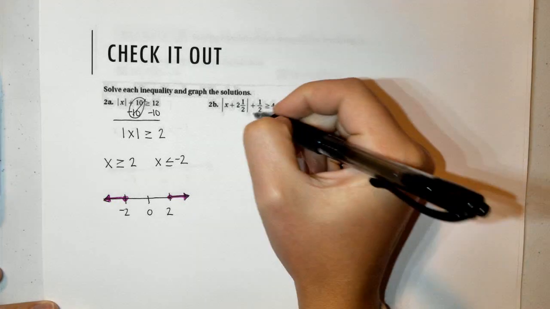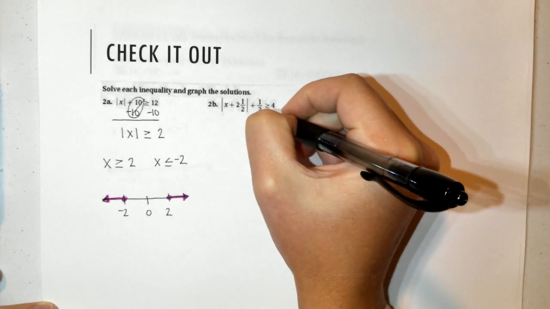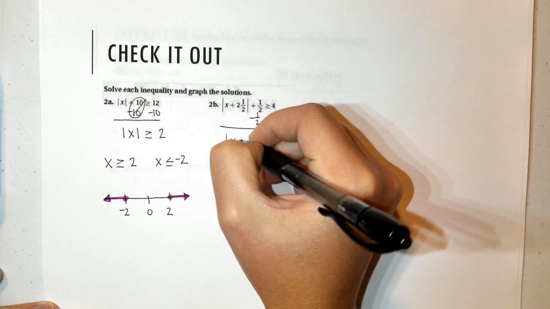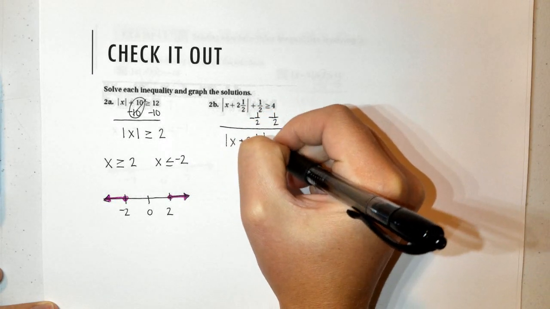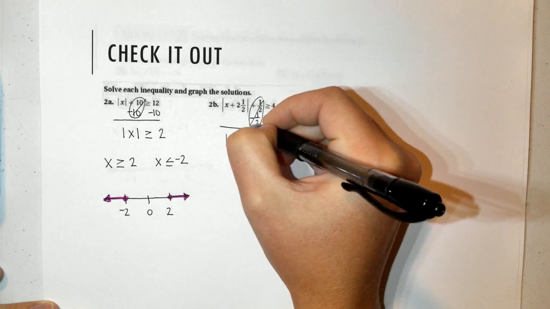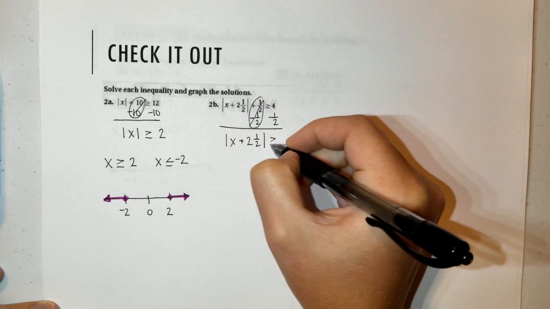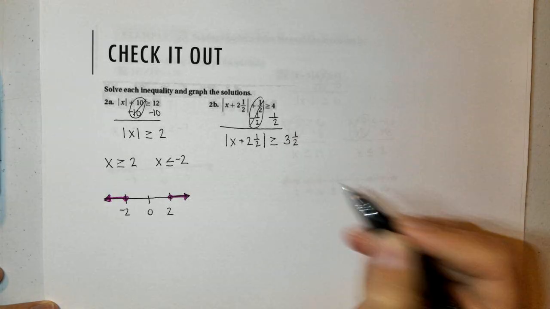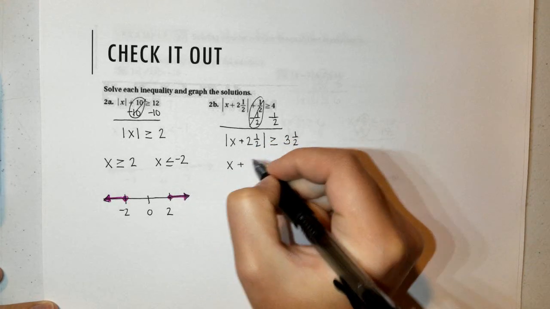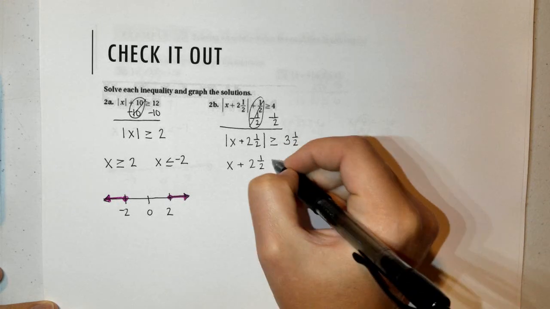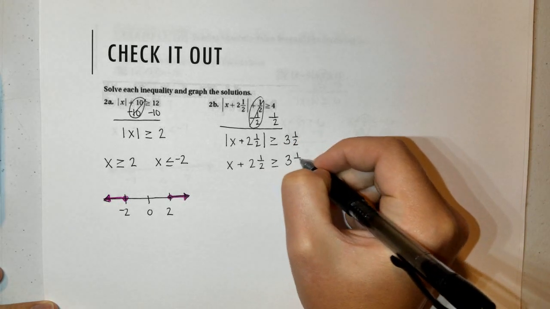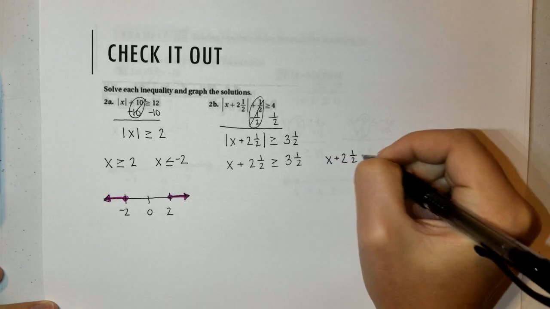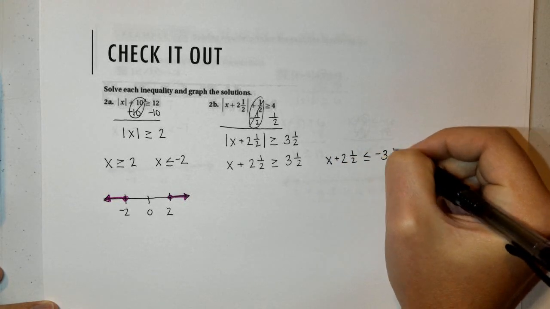For B, we have to subtract 1/2 from both sides first. So you get the absolute value of x plus 2.5. Plus 1/2 minus 1/2 gives you 0. So this is greater than or equal to 4 minus 1/2, which is 3.5. Then we're going to have our two cases. So x plus 2.5 is greater than or equal to 3.5, and then x plus 2.5 is less than or equal to negative 3.5.